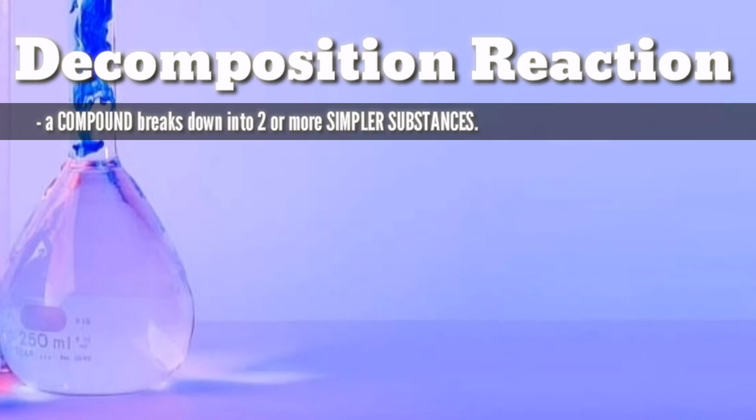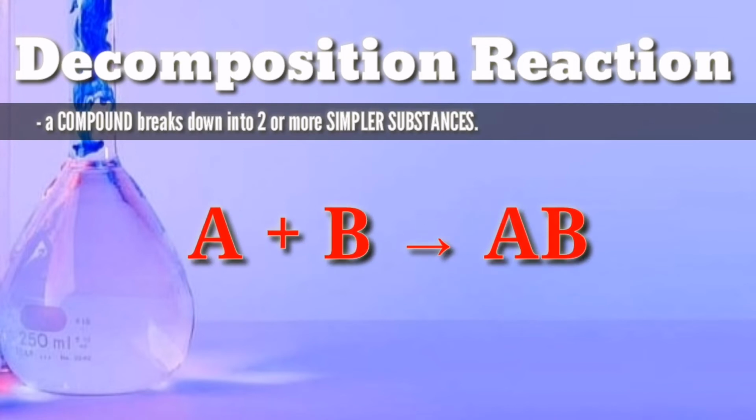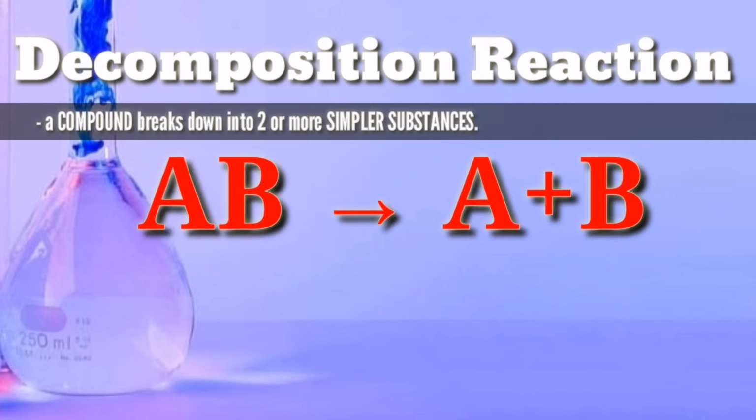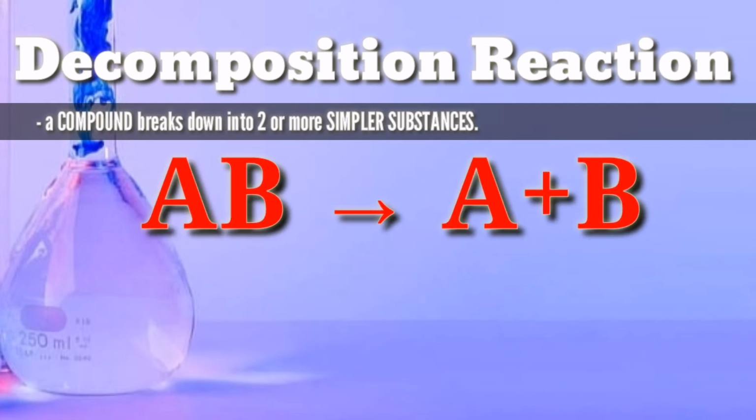If in combination reaction, we combine two or more reactants to form one product, here in a decomposition reaction, we are going to break down one reactant to form two or more products. Most decomposition reactions require an input of energy in the form of heat, light, or electricity. Binary compounds are compounds composed of just two elements. The simplest kind of decomposition reaction is when a binary compound decomposes into its elements.